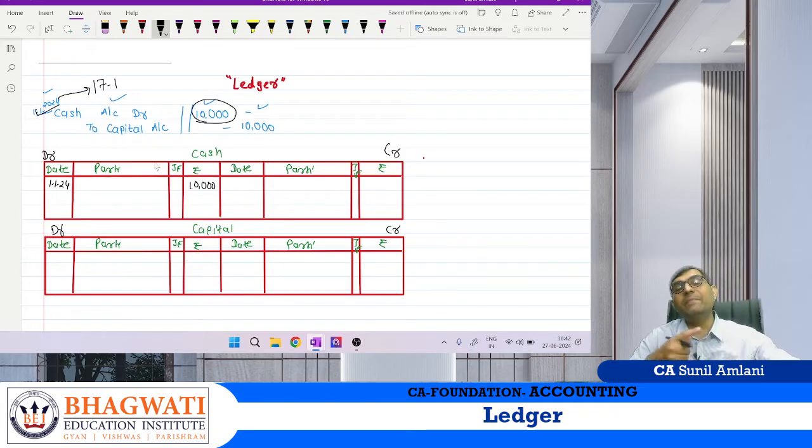JF, we write the page number of journal. So if someone is referring to this ledger, then they can directly come to know in which page number this entry is. So assume this is page number 1. This is happening on the first day, page number 1.